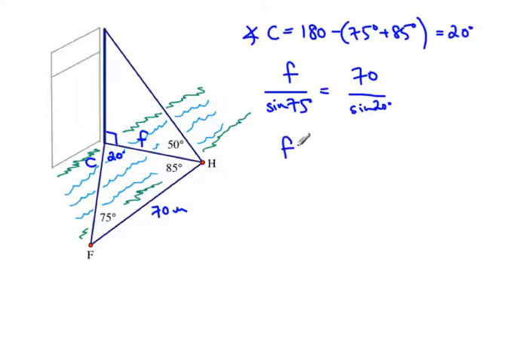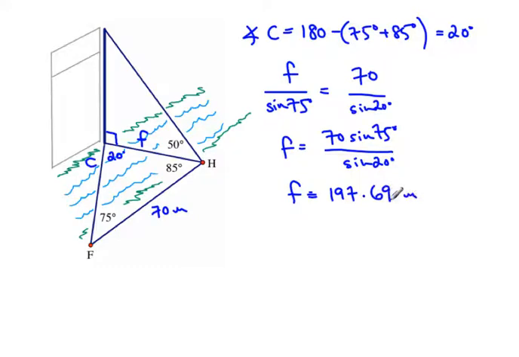Rearranging, I get that f is equal to 70 sine 75 over sine of 20. And plugging that into my calculator in degree mode, I get that f is approximately equal to 197.69 meters. And I'm going to leave that number in my calculator so that it can carry forward as many decimals as it holds to ensure greater accuracy later.